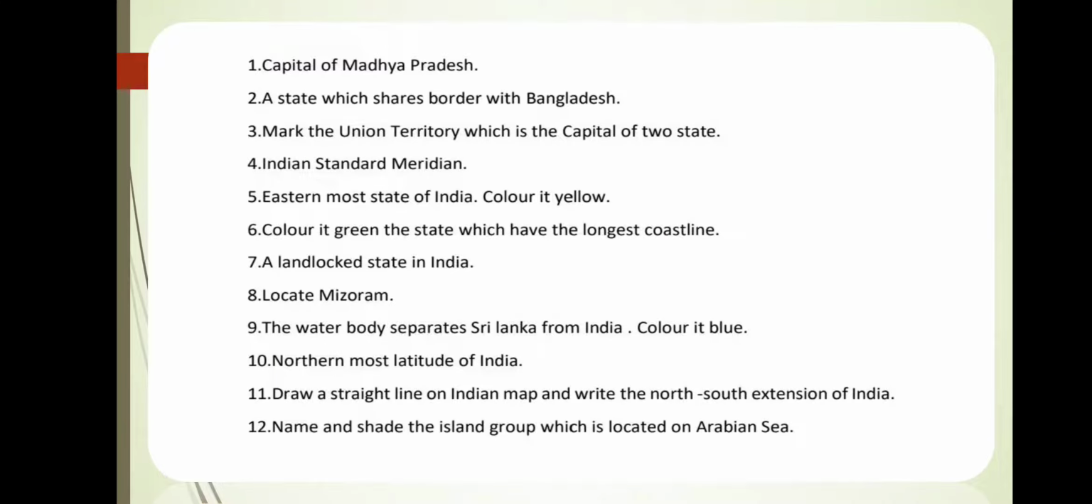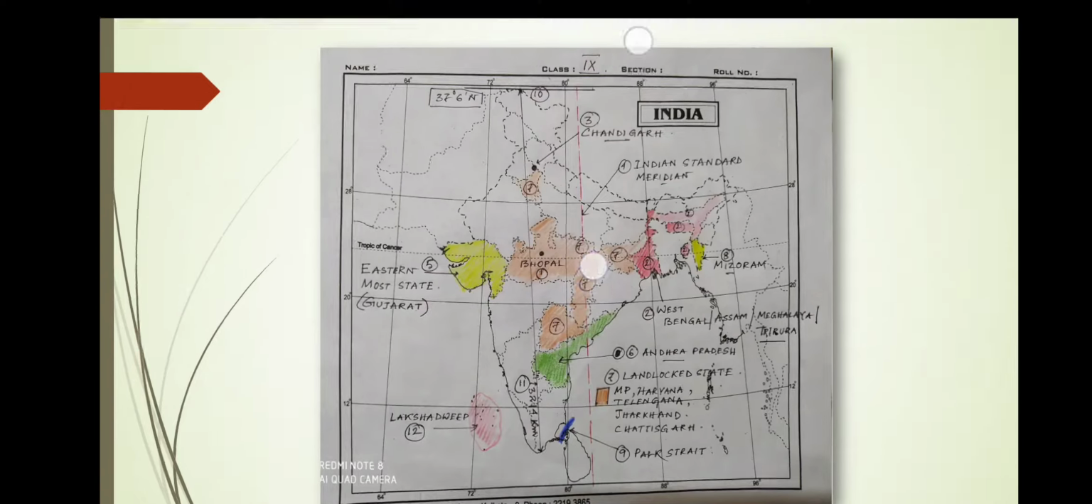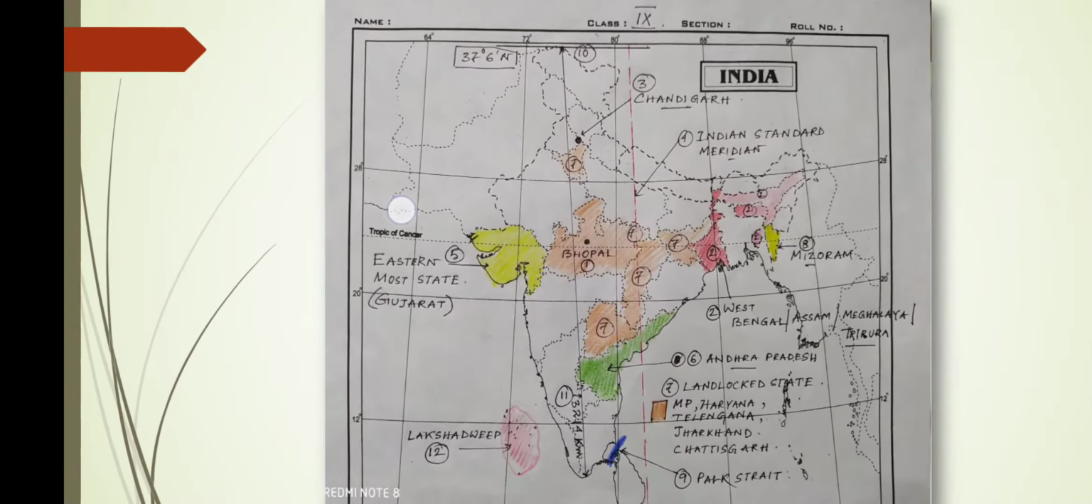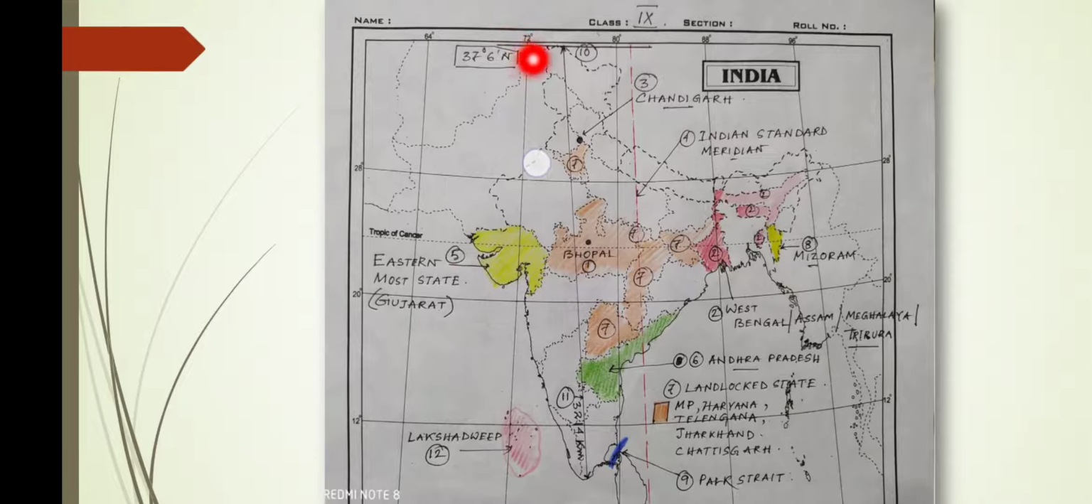Question number 10. The northernmost latitude of India. The northernmost latitude is 37 degrees 6 minutes north. See, in the north the northernmost latitude is given. Here I have drawn one line and given it number 10, and the value is 37 degrees 6 minutes north. It is the northernmost latitude of India.